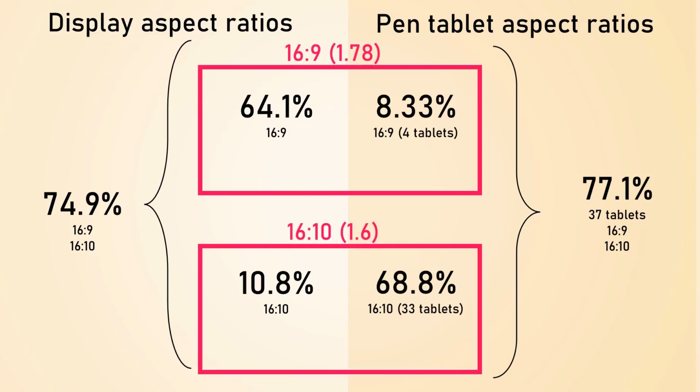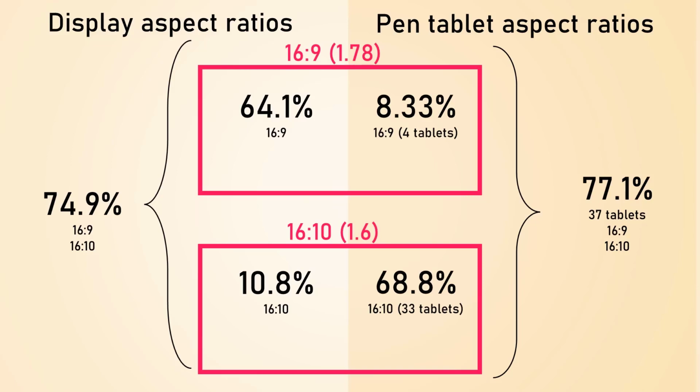Now let's take a look at the 16:10 aspect ratio. Only about 10.8% of the display resolutions were 16:10. However, 68.8% of the pen tablet models had a 16:10 aspect ratio. Now this is far from conclusive data, but I think it is a very big clue.